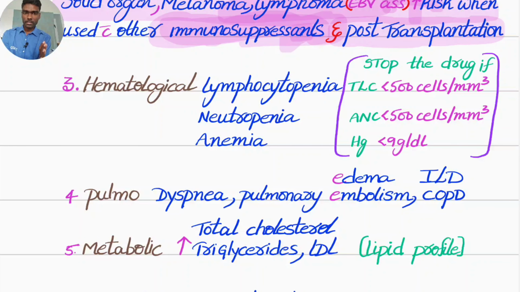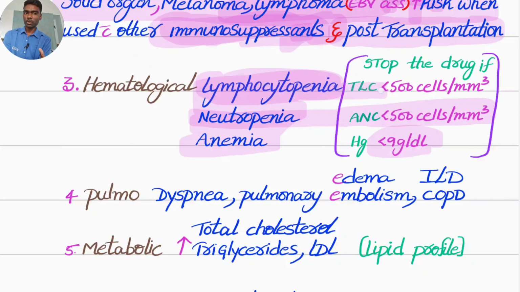Hematological adverse effects of Tofacitinib: lymphocytopenia, neutropenia, anemia. For anemia, what will we see? Hemoglobin. If it is less than 9, stop the drug. For neutropenia, absolute neutrophil count less than 500 cells per mm cube, stop the drug. Lymphocytopenia, lymphocyte count less than 500 cells per mm cube, stop the drug. Before starting the drug also, if these parameters are deranged, it is an absolute contraindication. Don't start the drug at all.